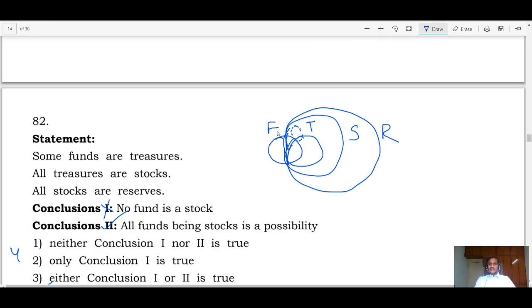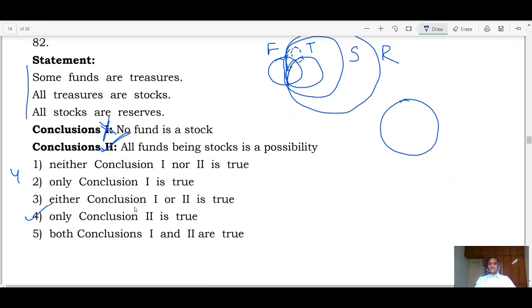Now, without drawing the diagram also, as all the statements are affirmative, a negative conclusion cannot be drawn straight away; that is ruled out. As all the statements are affirmative, for possibility, anything is possible because we can write it as a universal diagram. Hence, without drawing the diagram, we can directly opt for conclusion 2, choice 4.